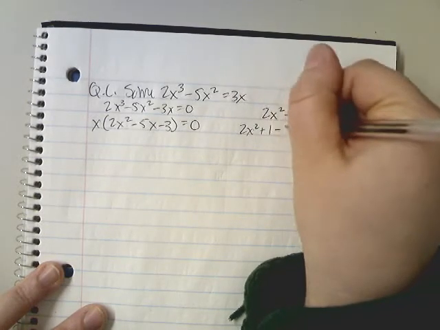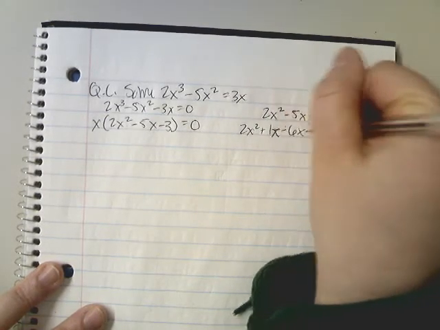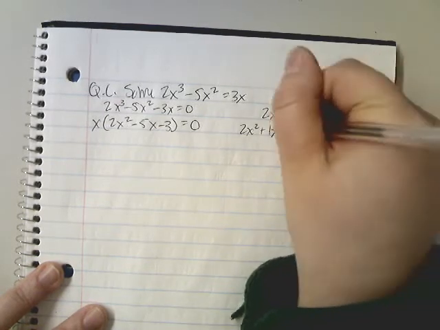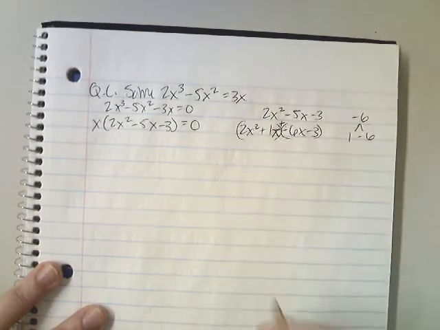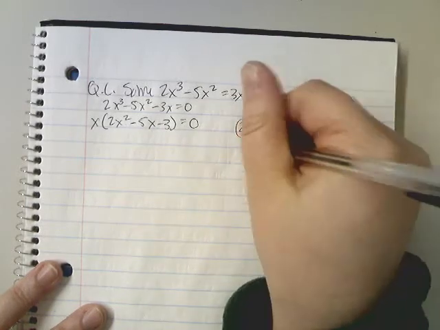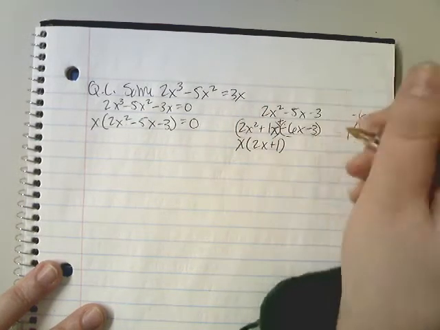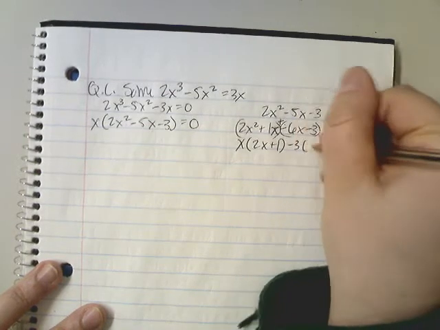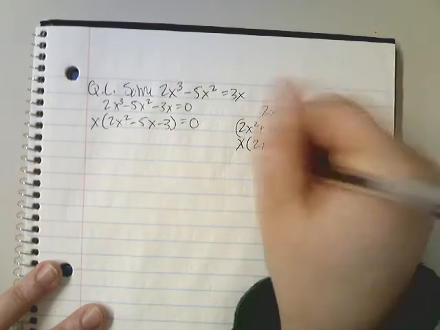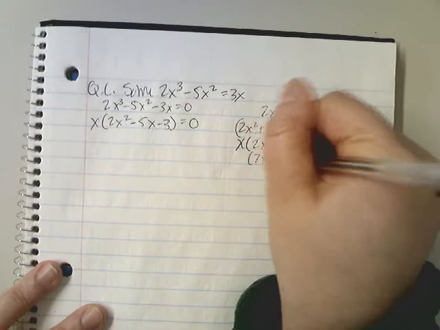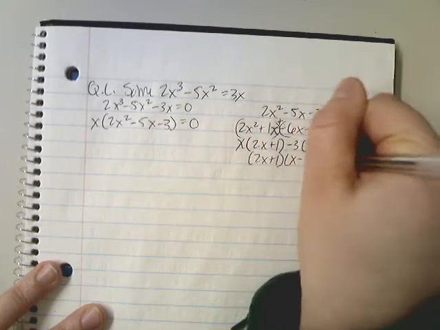So I'm going to use my middle term splitting method since my a isn't 1, and I get 2x squared plus 1x minus 6x minus 3. I'm going to group my first two terms and my last two terms, put a little plus sign between them. The GCF here is going to be x, so I'm left with 2x plus 1. The GCF here is going to be -3, so I'm left with, again, 2x plus 1. So my factored form of this is 2x plus 1 times x minus 3.